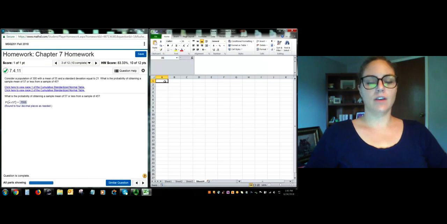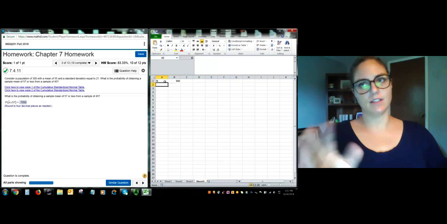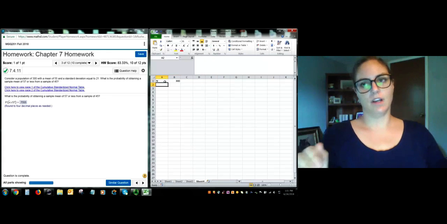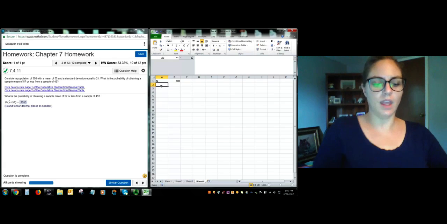Okay, so here they're actually giving us a hint when they tell us to consider a population of 300. That tells me that there's a big N involved, and when I see any big N that's given, I know it's a finite population. And so we're going to have to apply the finite population correction factor.